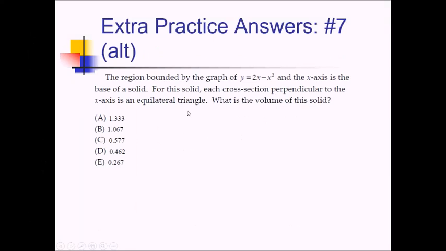So for those of you who have already checked out my other solution for this problem with the cross-section perpendicular being an equilateral triangle, and you didn't like that other solution with the special right triangles and all that stuff, here's an alternate solution. So I'm assuming you already watched that other solution for this to make any sense.